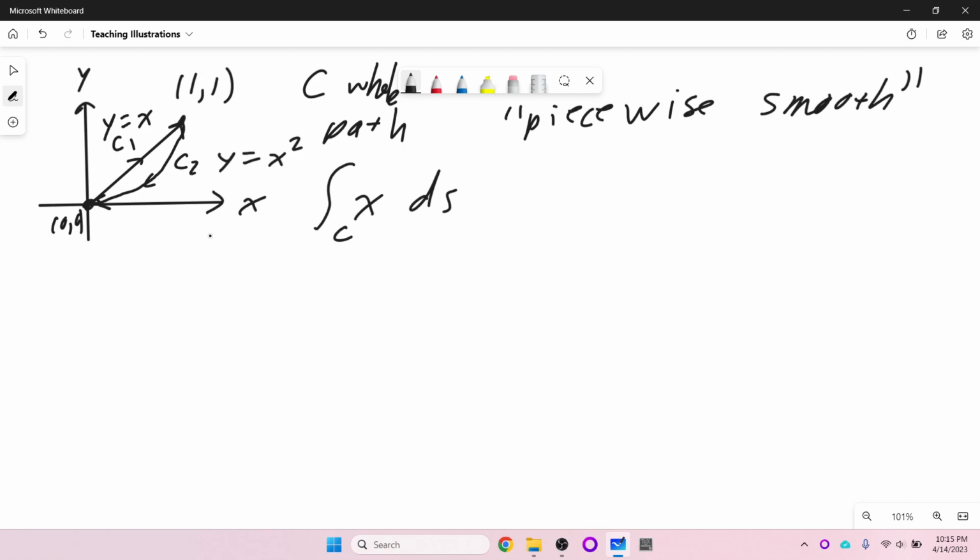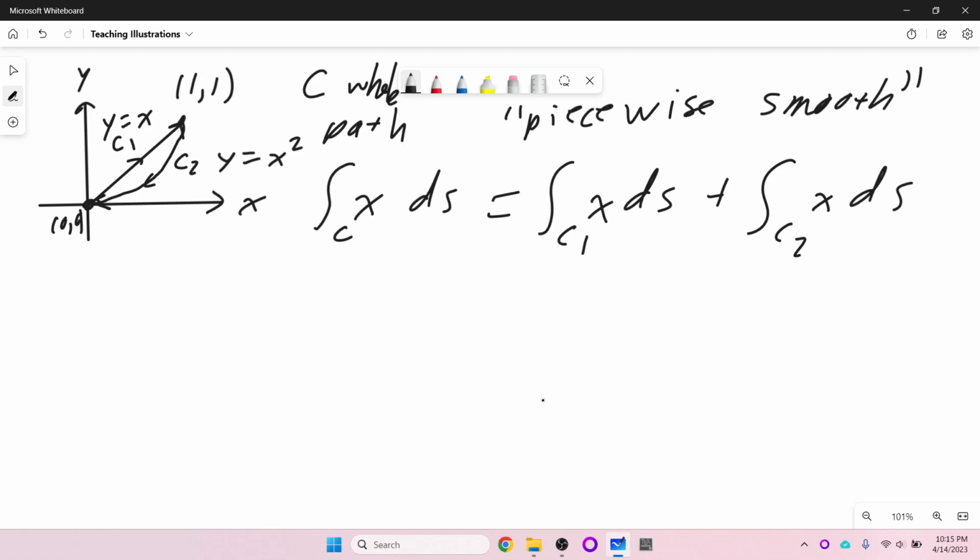So we are going to separate this into integral along C1 plus the integral along C2. There's not really another way to do this because they're different paths, so we have to treat them as two separate integrals. Basically, piecewise smooth just means it's smooth except for a few points.